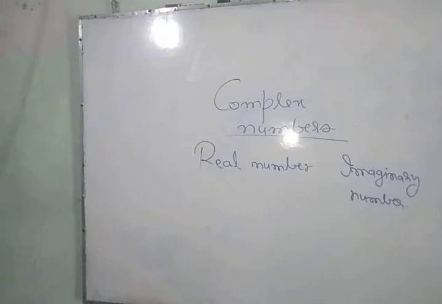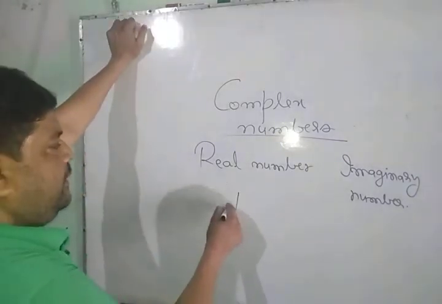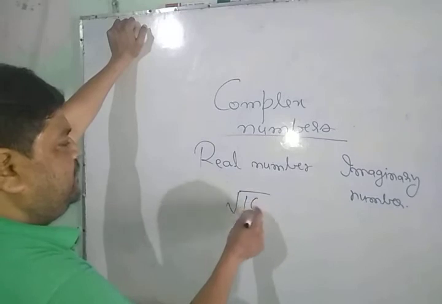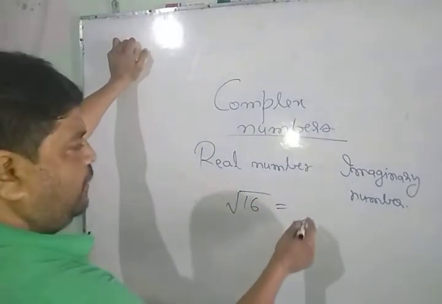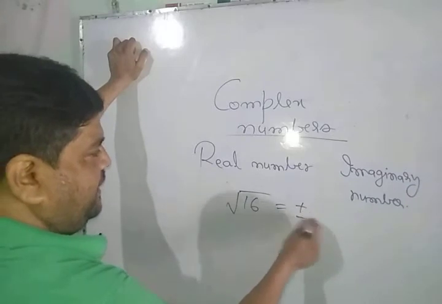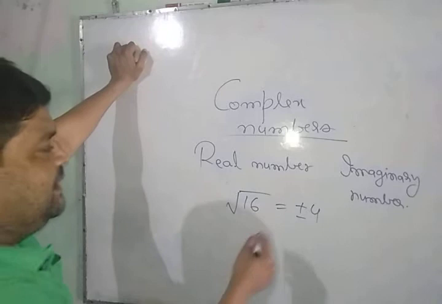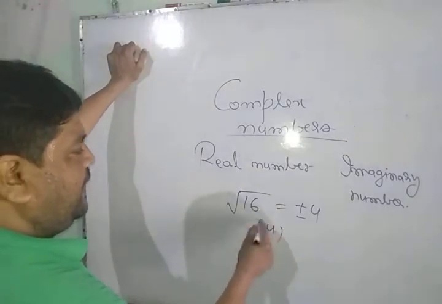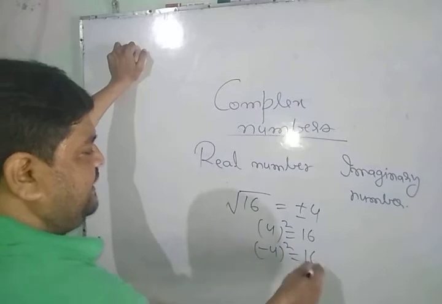Now what do we mean by imaginary number? Some of you may know, but let's remind it. If anybody asks you what will be the square root of 16, all of you will reply that it will be plus minus 4. Why is it plus minus 4? Because 4 square is 16 and minus 4 square is also 16.